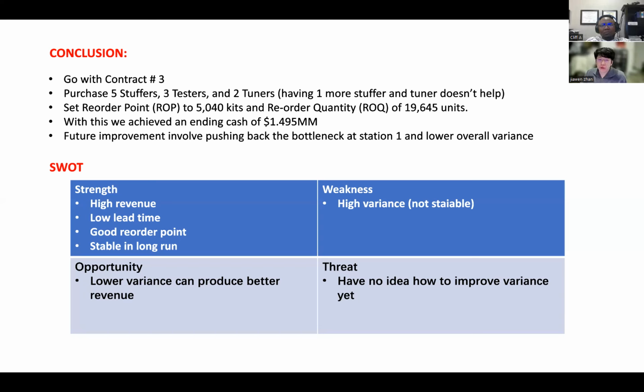For our SWOT analysis, this strategy is feasible and efficient considering the high revenue, low lead time, and the good reorder point and quantity. However, there's a weakness of high variance, which could have a domino effect on lead time and revenue, but must be eliminated at all costs. We didn't have enough time to explore the solution for this threat yet.